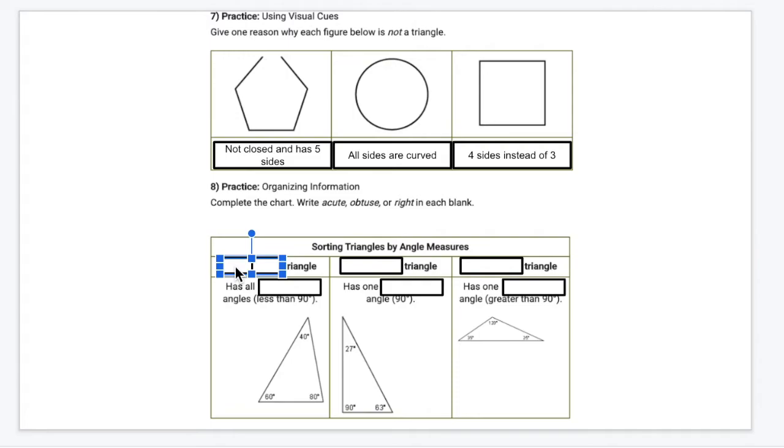So we can have an acute triangle, and this means that all the angles are acute in the triangle. So all the angles within the triangle, the interior angles, are going to be less than 90 degrees.